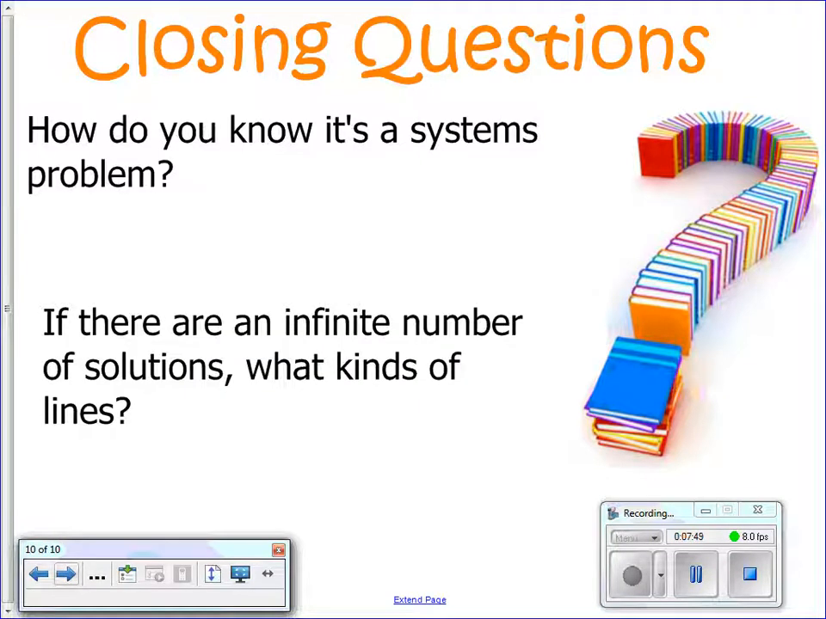So how do you know if it's a systems problem? If you have two variables and you're going to write two equations. If there are an infinite number of solutions, what kind of lines are they? They're the same line.